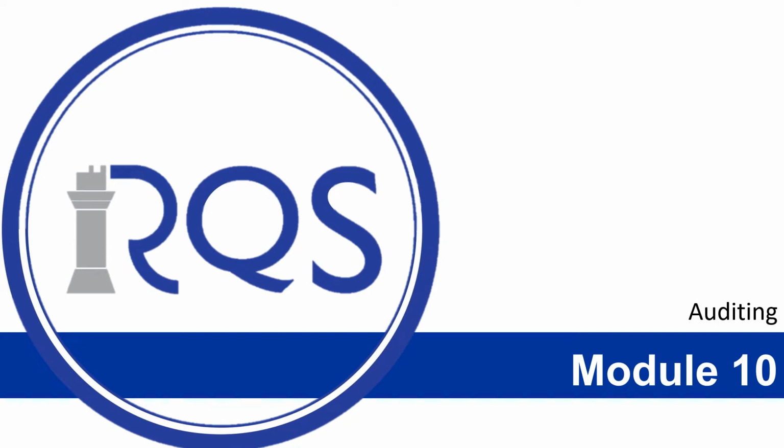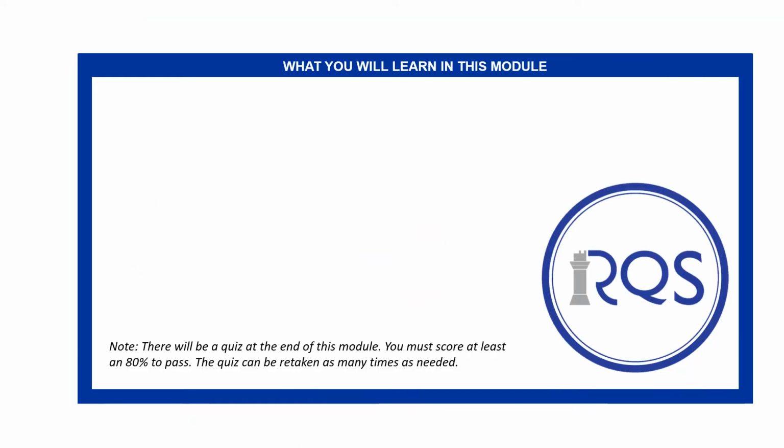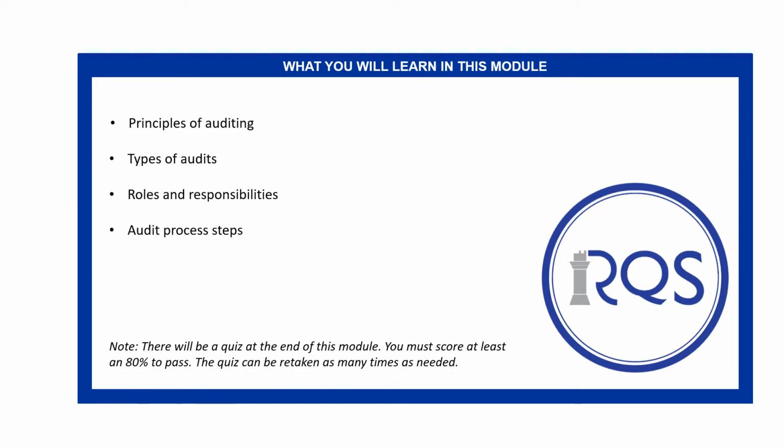Welcome to Module 10, Auditing. In this module you will learn the principles of auditing, the types of audits, roles and responsibilities, and the audit process steps. Note that there will be a quiz at the end of this module. You must score at least an 80% to pass, and the quiz can be retaken as many times as needed.